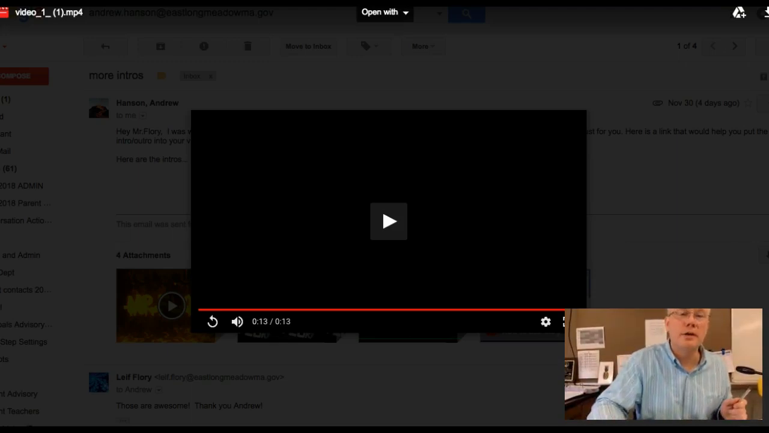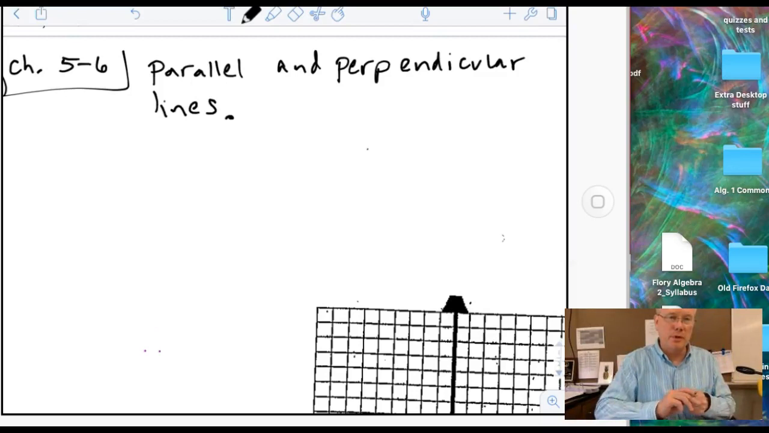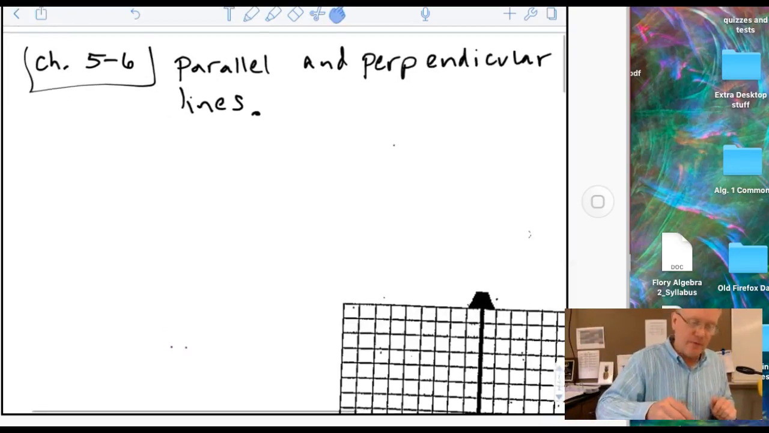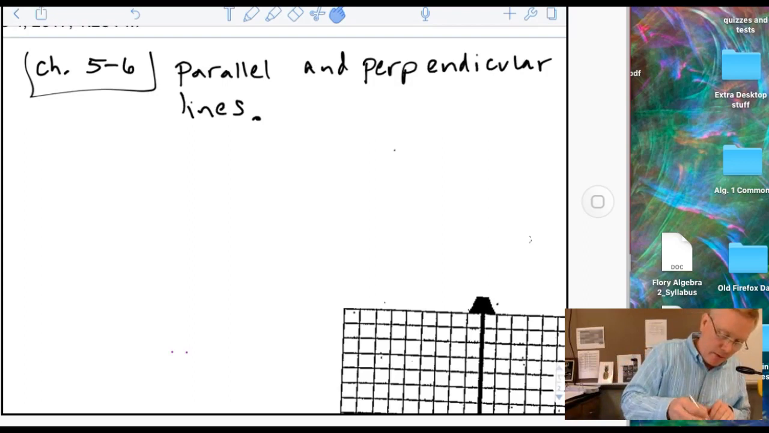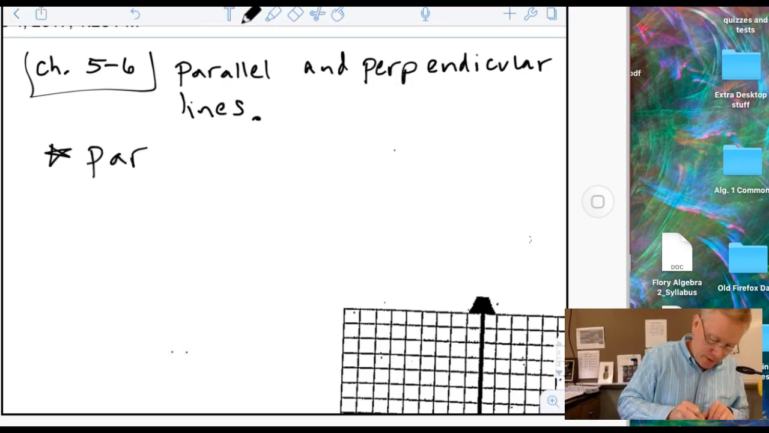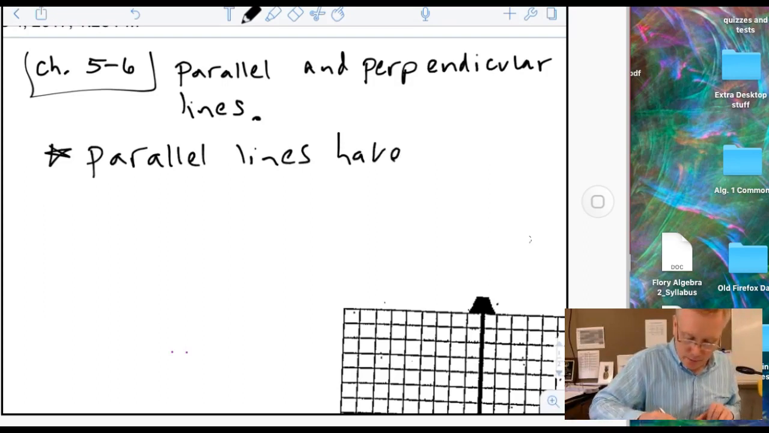I'm going to show you guys today about parallel and perpendicular lines. I'm on chapter 5-6 with you guys in Algebra 1, and here we go. So, first thing is this is huge. Parallel lines have the same slope. Put a big star next to it. Put it in your notes. The same slope.